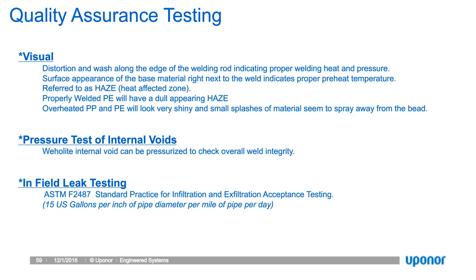So when you look at a polyethylene weld, you're going to want to look for a dull-appearing haze to follow that weld seam. The other line of defense, which we'll talk about here in a second, is pressure testing of the internal voids. This is actually unique to Weholite in that we have an annular space that is generally continuous throughout the structure, and when we break that annular space with a penetration, a pipe penetration or something else, we can actually test across that penetration by pressurizing the annular space, and we'll show you some photos there.